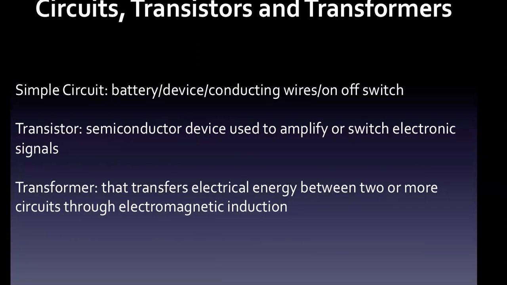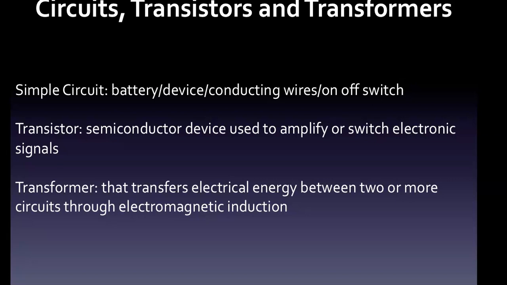A transistor is not part of a simple circuit. A transistor is a semiconductor device used to amplify or switch electronic signals and electrical power. And then we also have transformers. A transformer is an electrical device that transfers electrical energy between 2 or more circuits through electromagnetic induction.